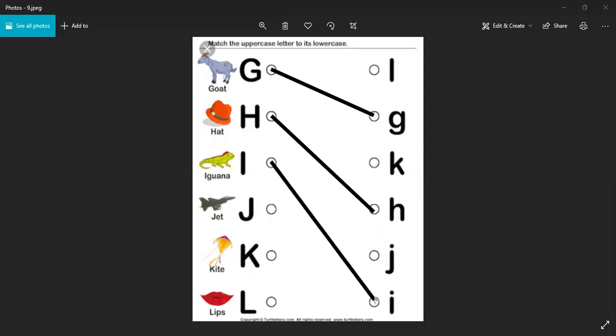Okay. Next, what letter? J, capital J. What is the sound of J? J. Small j. J for jet. Okay. Next, what letter is this? K, capital K. What is the sound of K? K. K for kite. Small k here. Yes. Next, what letter is this? L. What is the sound of L? L. L for lips. Small l. Yes.